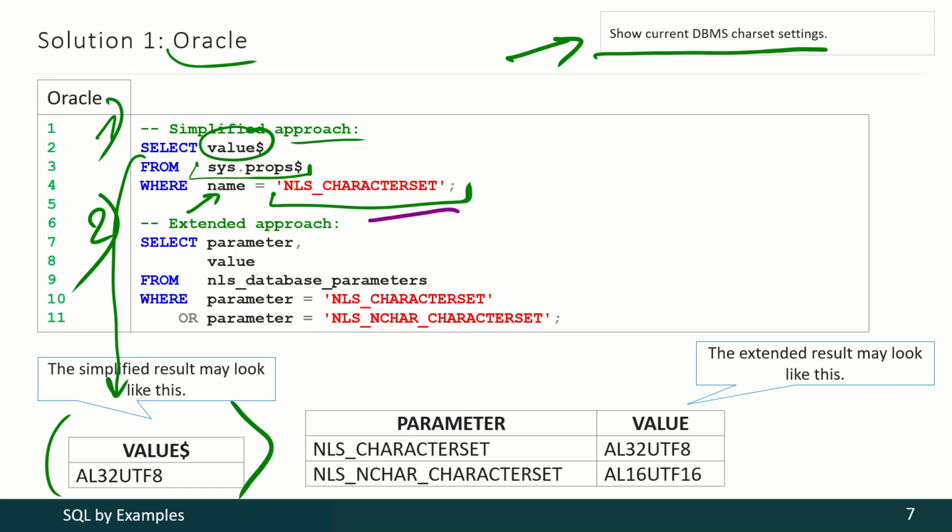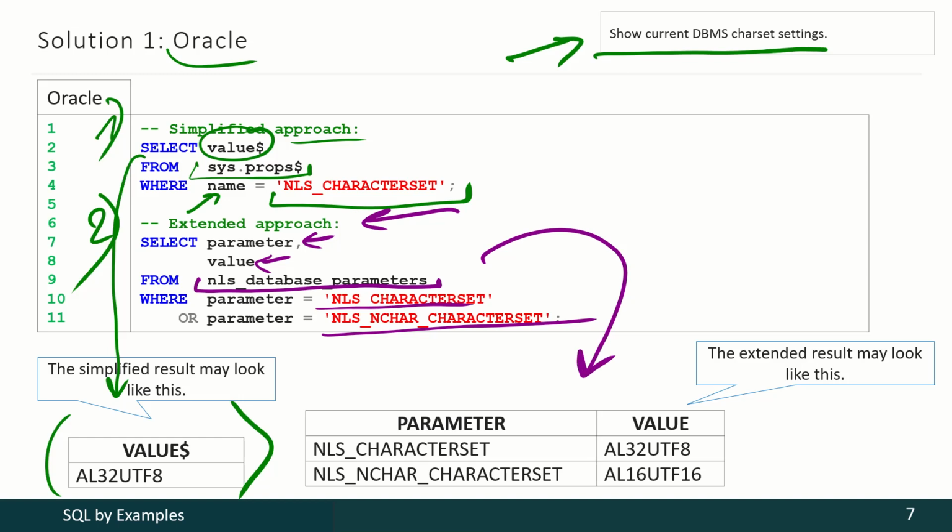If we follow extended approach, we have to select the parameter and the parameter value, we have to use such system view, and we have to look for these two parameters. After the query execution we shall get the following result, or at least something like that.